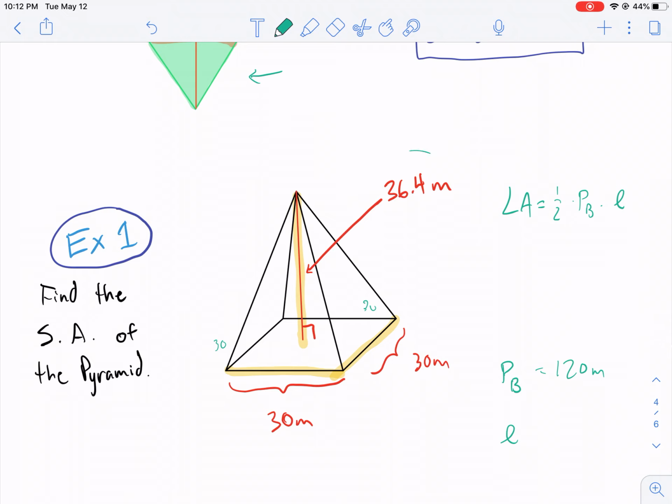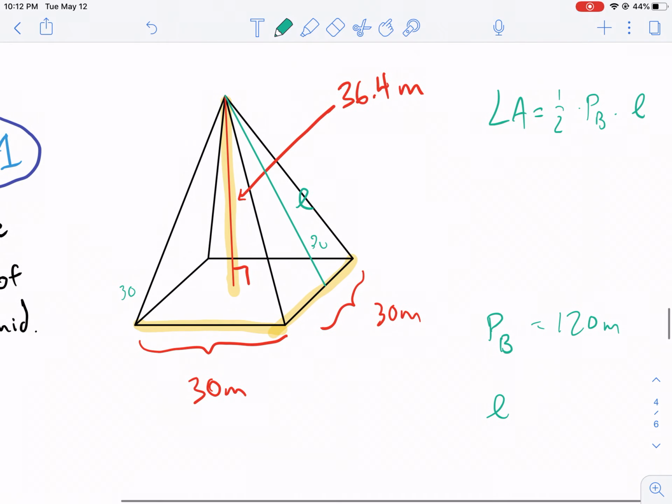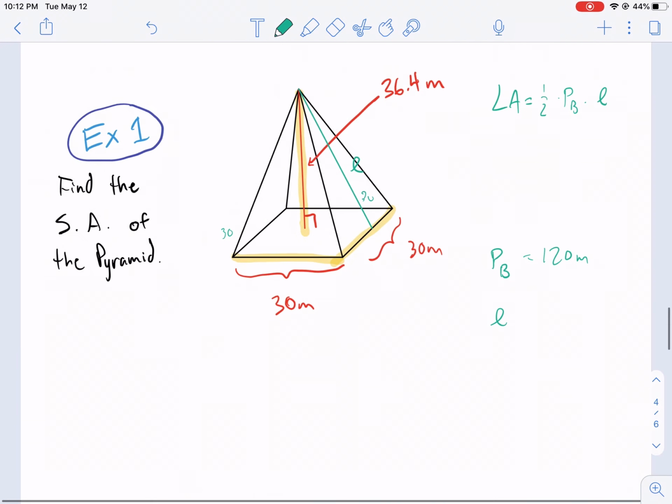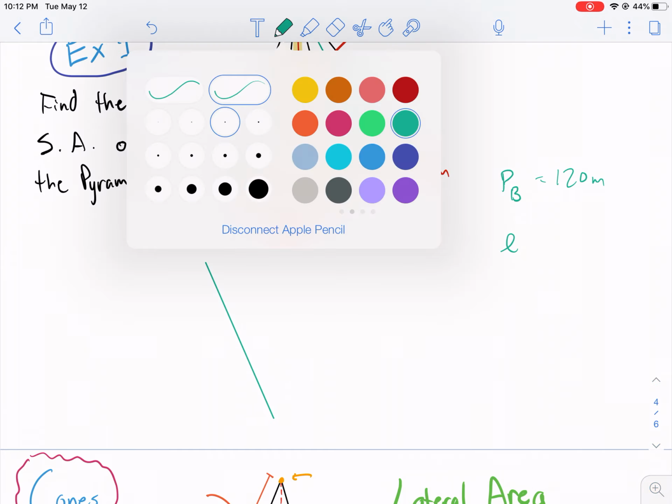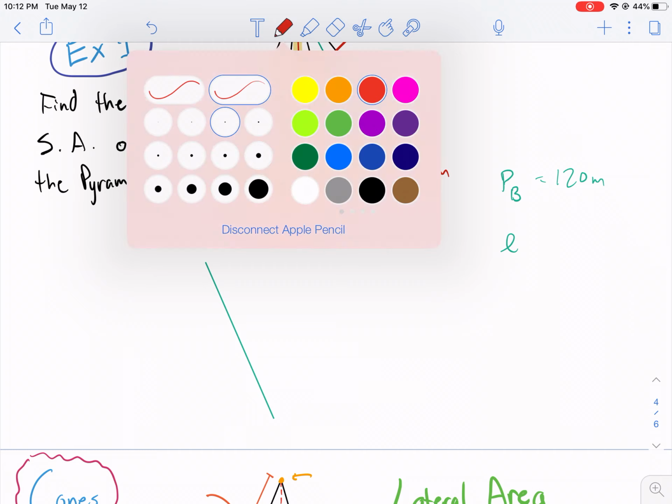Slant height, what is it? A lot of people would mistake 36.4 as the slant height, but that is not true. What we need to do here is draw in our slant height. So that is our slant height. We don't know what that is. We would need to find it. How do you find the slant height? In order to find the slant height, we need to draw a triangle. So let's draw a triangle. There's our slant height. There's our actual height.